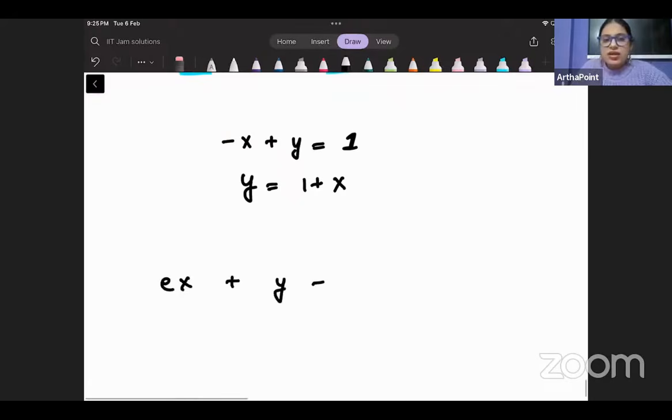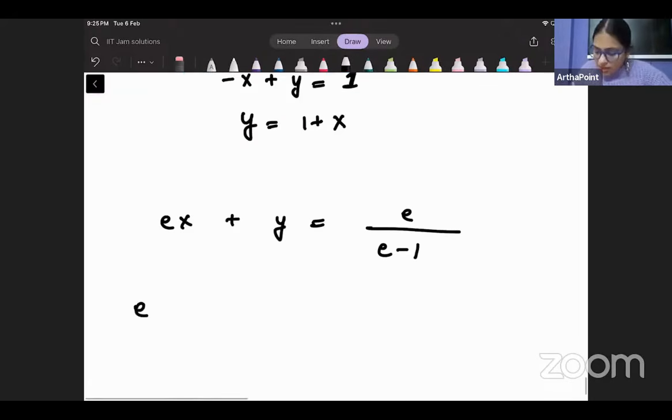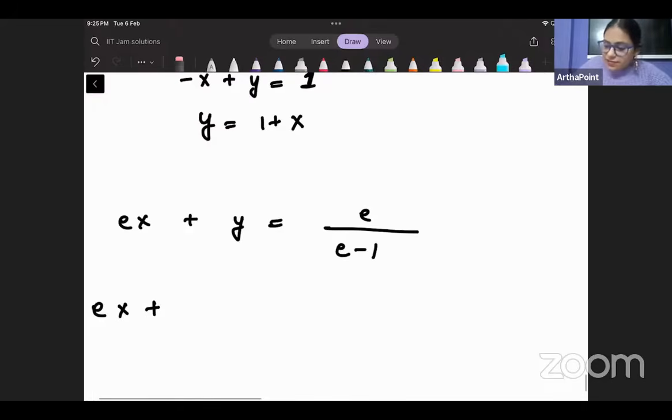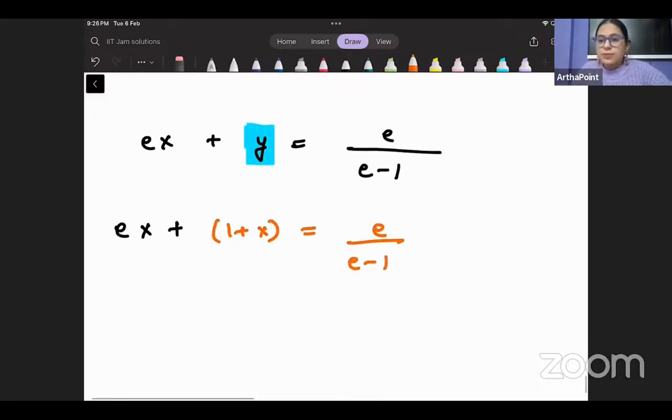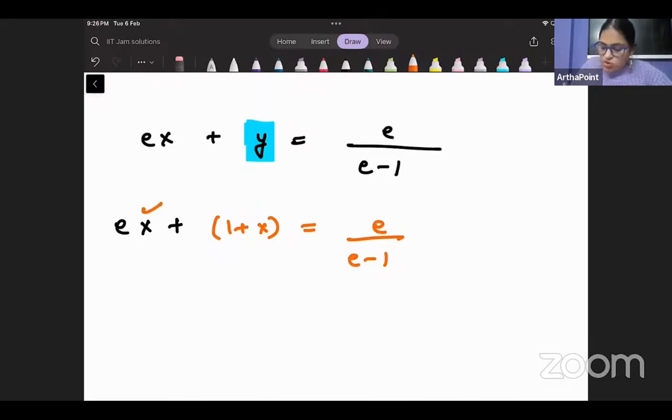कंस्ट्रेंट क्या गिवन है बच्चे? x plus y is equal to e upon e minus 1. x plus बेटा y की जगह पे I will plug 1 plus x is equal to e upon e minus 1. So I will take x common from here. 1 plus e is equal to e upon e minus 1.